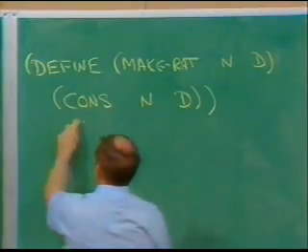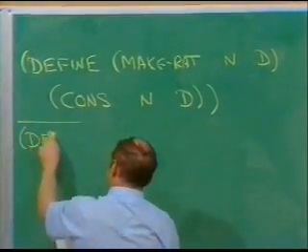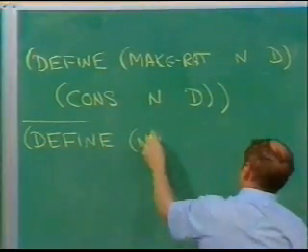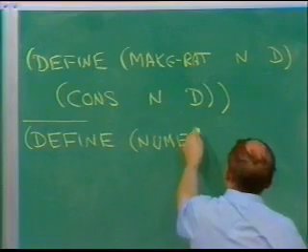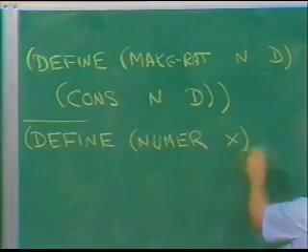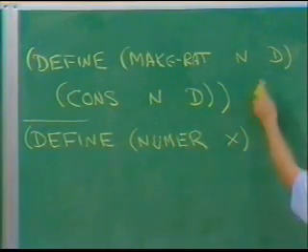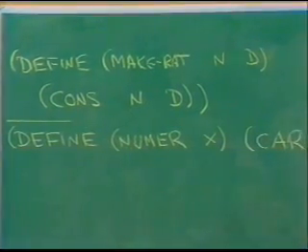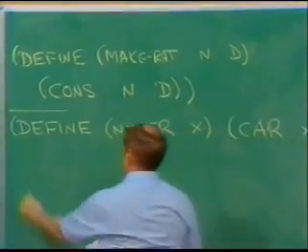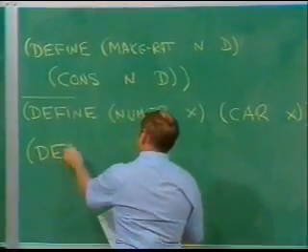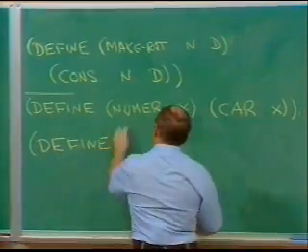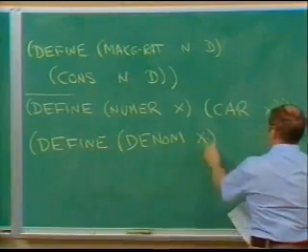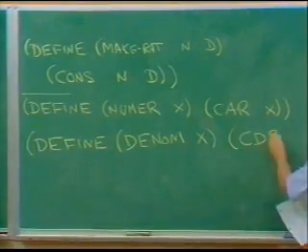And then if I want to get the numerator out, I can say define the numerator, numer, of some rational number x. If the rational number is implemented as a pair, then all I have to do is get out the car of x. And then similarly, define the denom, which is going to be the cdr, the other thing I put into the pair.